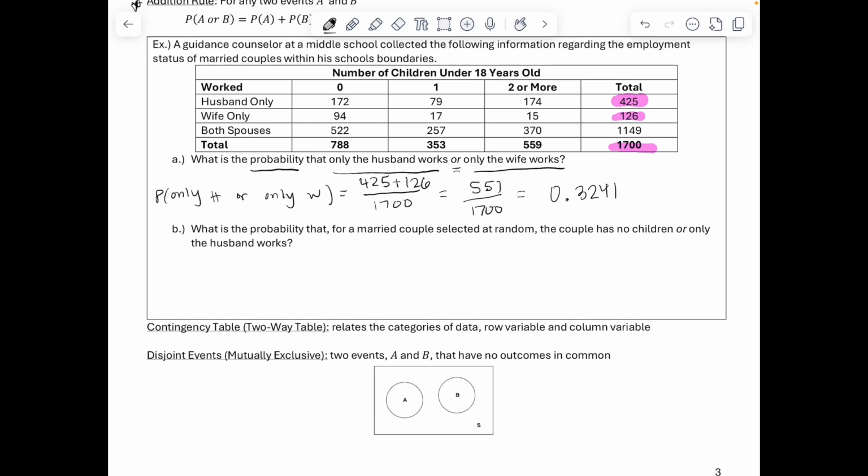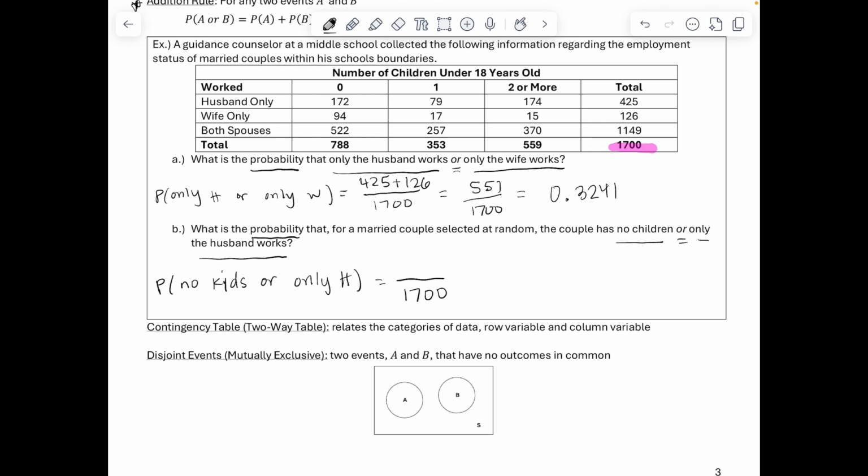For part B, it says, what is the probability that for a married couple selected at random, the couple has no children or only the husband works? So the probability of having no kids or only the husband works. So from this, again with the table, it's nice because we're able to highlight. And so with that said, the 1,700 is still our total sample. That's the people that were asked this survey question.